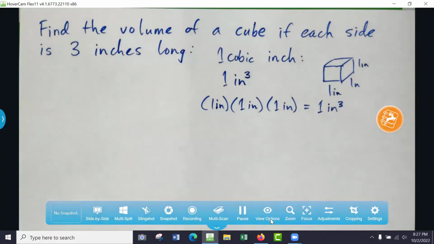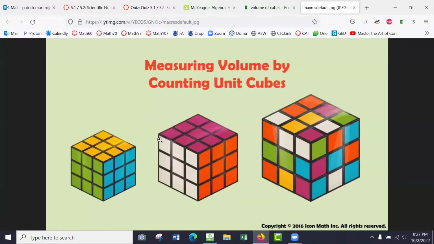And so the question is, when we look at a Rubik's Cube here, how many of these little 1 inch cubes do we have? So press pause on the video, everybody watching from home, and take your time and count them and see what you come up with.